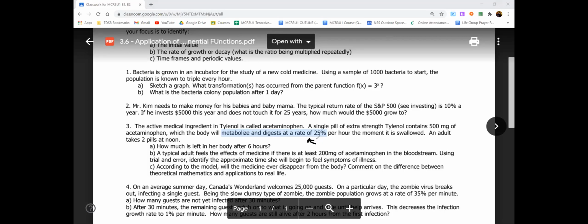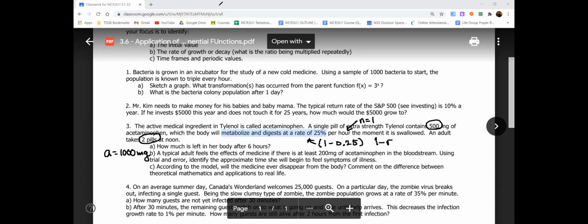I'm hoping you recognize that this is not just the base value of 0.25, but that my base is going to be 1 subtracted by the decay value. It's a 1 minus r. Per hour tells me it's this. And here it is. An adult takes 2 pills of 500 at a certain time. So my starting value is going to be 1,000 milligrams of this drug. This is what I mean by pulling information out. Let's do this together, okay?